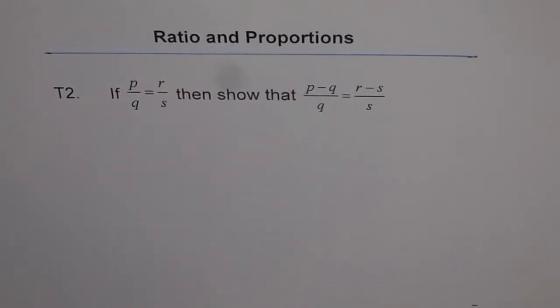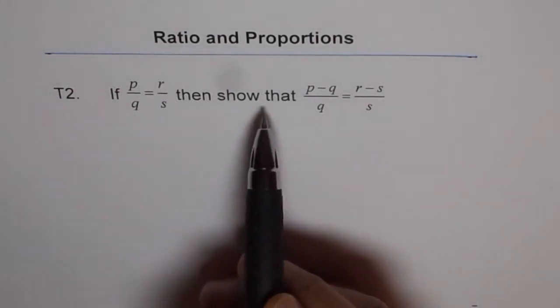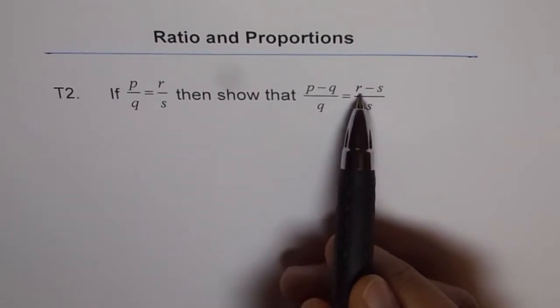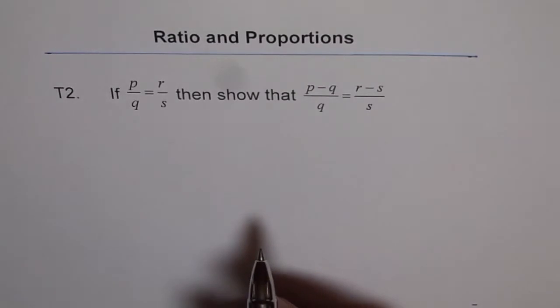Ratio and proportions. Thinking problem 2. If P over Q equals R over S, then show that (P minus Q) over Q equals (R minus S) over S. So I'll show you two different ways of doing it, right?